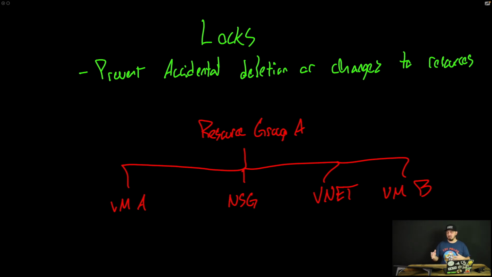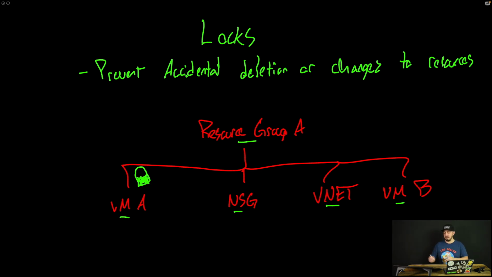So the purpose of the resource lock that we just talked about is to prevent accidental deletion or changes to resources. So this is pretty simple. We can just simply apply this lock to any of these resources, NSG, VNets, VMs, we can apply it wherever we want, right? We could also apply it to a resource group. So in this case, let's say I applied it to VM A, and I'm going to draw the sloppiest lock ever. Let's say I apply the resource lock to VM A.